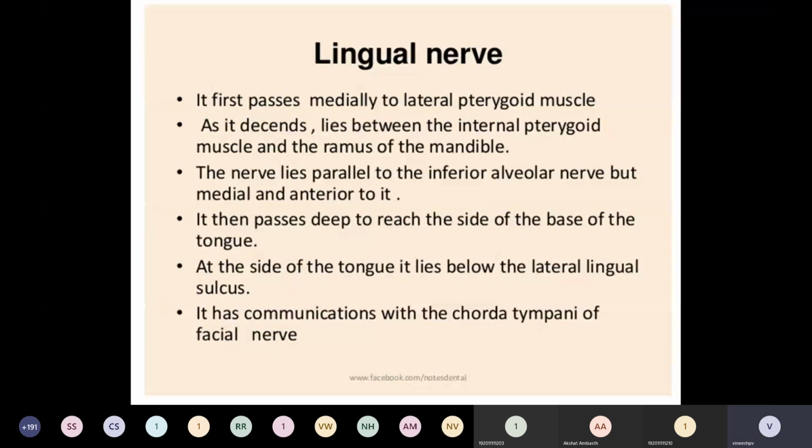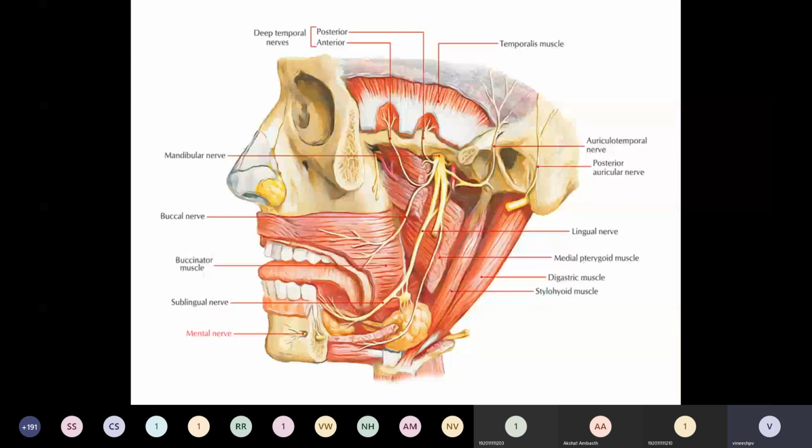Now, the lingual nerve. In the lingual nerve, you can see it is first situated anteriorly, that is anterior to the inferior alveolar nerve. This is the lingual nerve, and it runs downwards. See this muscle, it is the lateral pterygoid. So it is situated medial to the lateral pterygoid.